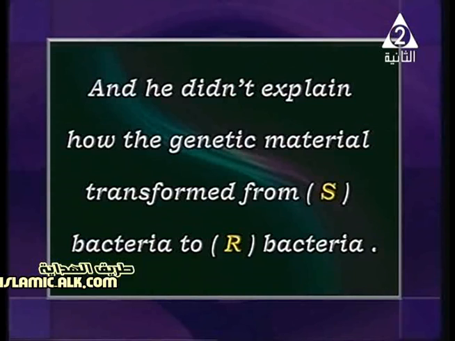So he gave us a final answer about bacterial transformation: the genetic material has the ability to transform, and he gave us an example, virulent and non-virulent bacteria. But he didn't give us the explanation or justification of what happened for the genetic material to transform from S-type to R-type, or from S-strain to R-strain pneumonia bacteria. Okay.